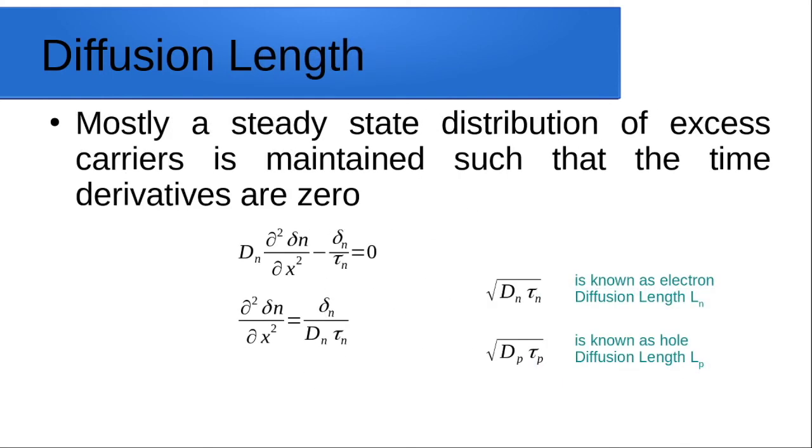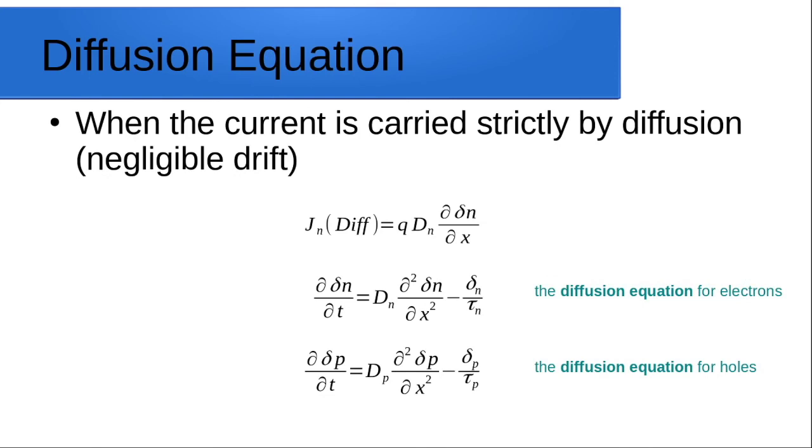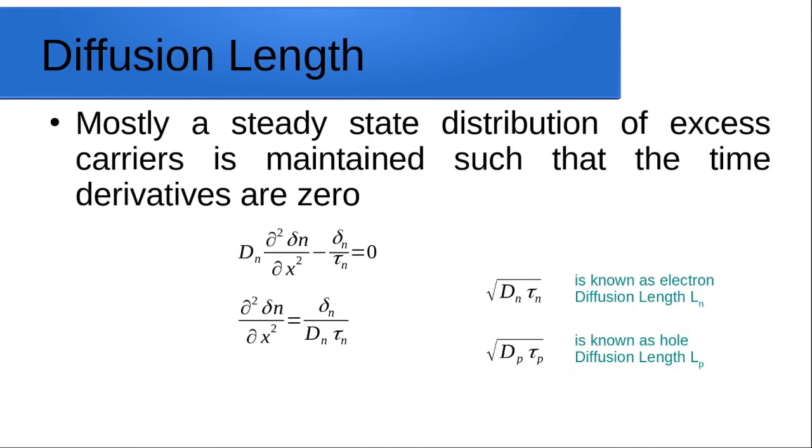Another important concept is the diffusion length. Mostly in a steady state distribution of excess carriers, the time derivative is considered as 0. So in the equation on the previous slide, the dou by dou t term on the left hand side can be taken as 0. So this equation can be rewritten as Dn dou square delta n by dou x square minus delta n by tau n is equal to 0.